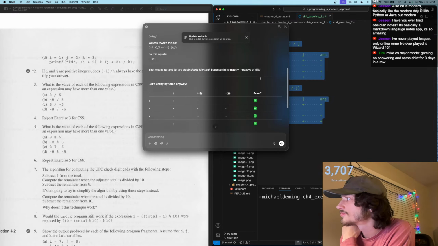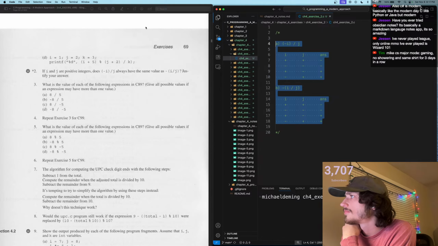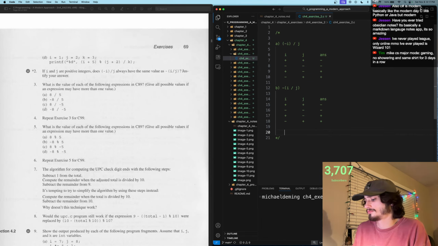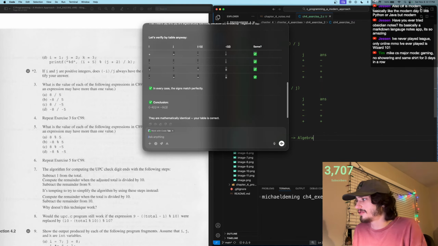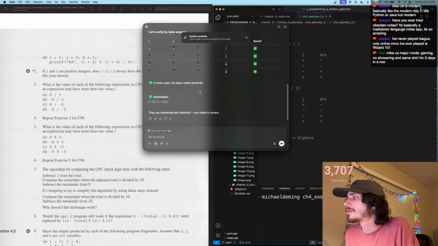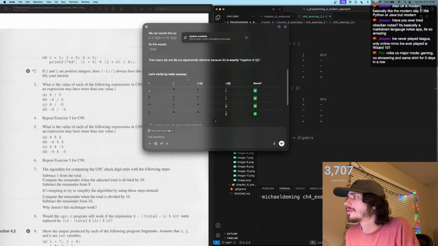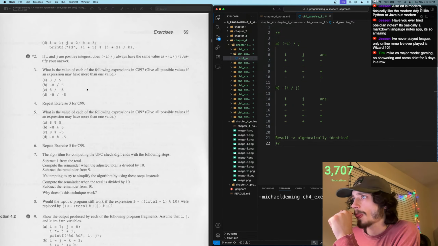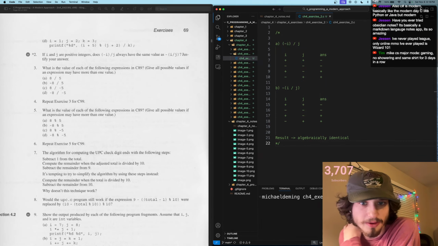Let's verify. Cool. So these are the same. Result: these are algebraically equivalent, it said. Algebraically identical. Okay, cool. That was my answer to that one.